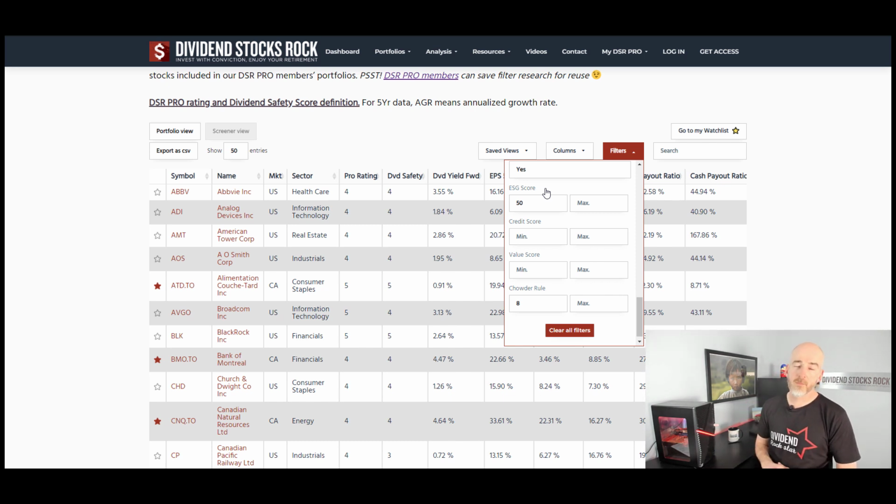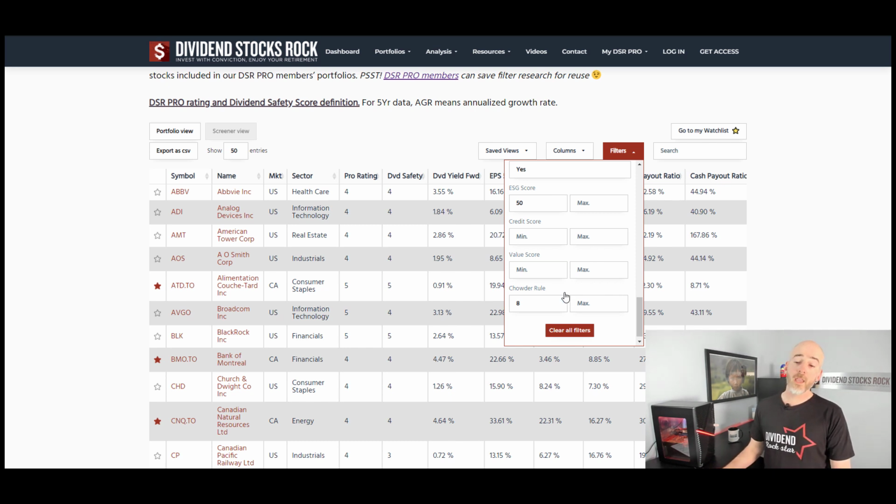This scoring system is provided by Refinitiv, which is similar to Bloomberg. It's a financial data system. It belongs to the London Stock Exchange, and they combine multiple factors to determine an ESG score between 1 to 100. So at 50, you just cut in half just to have a minimum of ESG. It's not a major decision maker, but it helps you to narrow down even more the search.